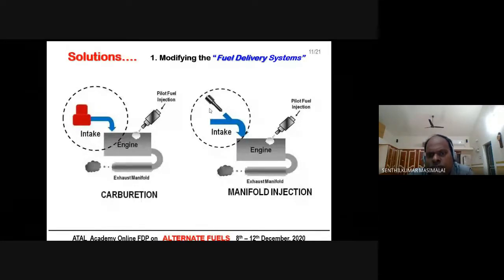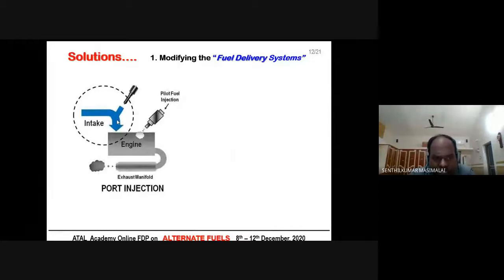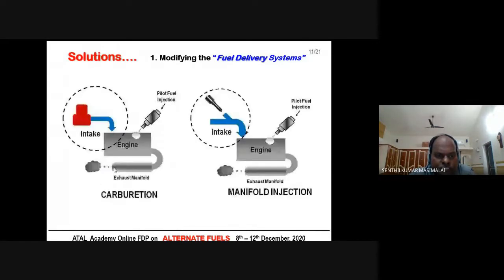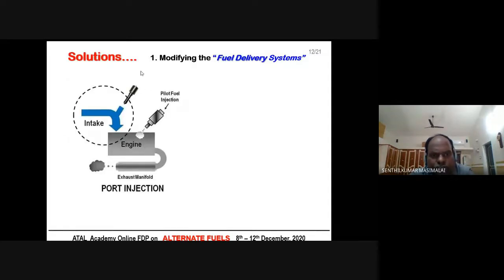Instead of injecting the hydrogen at the intake manifold, we can also inject hydrogen at the intake port directly. Injecting hydrogen at the intake port can minimize the flame travel in case of any backfire. But this system is somewhat complicated as compared to carburation, because in this case you must have electronic injectors, control, everything. So this system is a bit complicated.